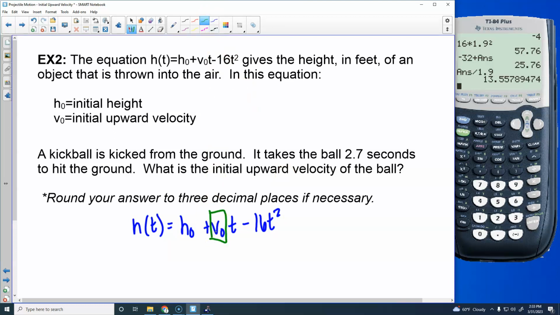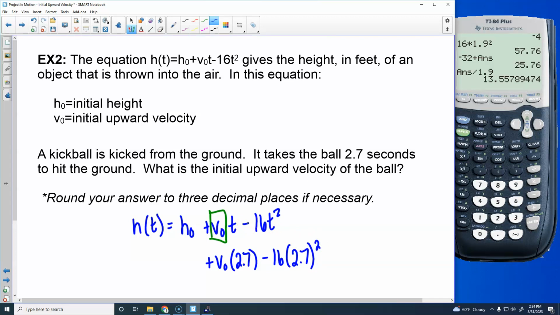Riley, what's one number that I could plug in? Okay, where's it going to go? T. All right, so I'll leave the v sub 0. I'll have 2.7 v sub 0 minus 16 times 2.7 squared. So that takes care of the t.